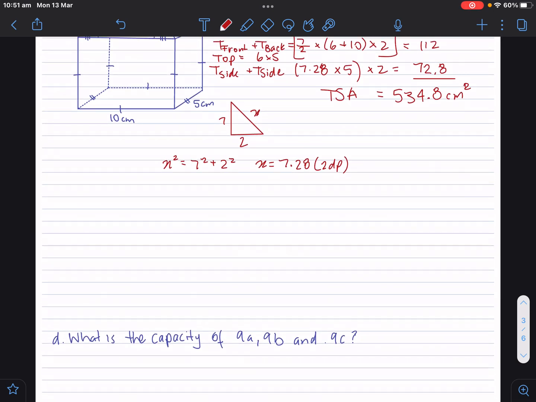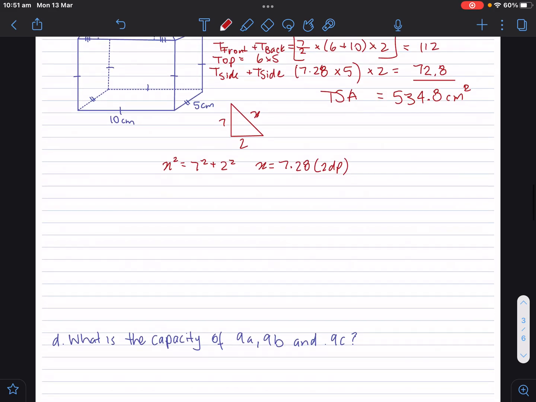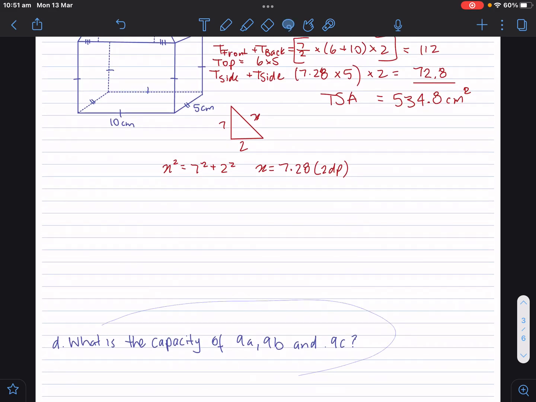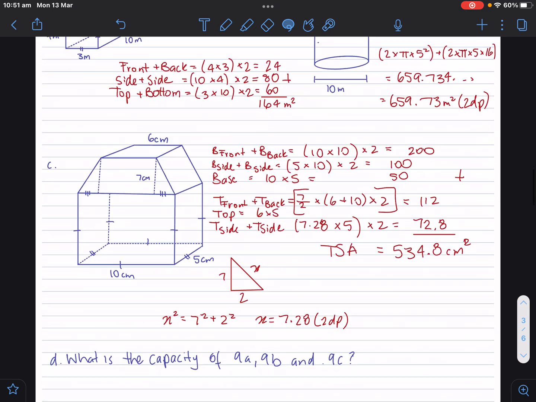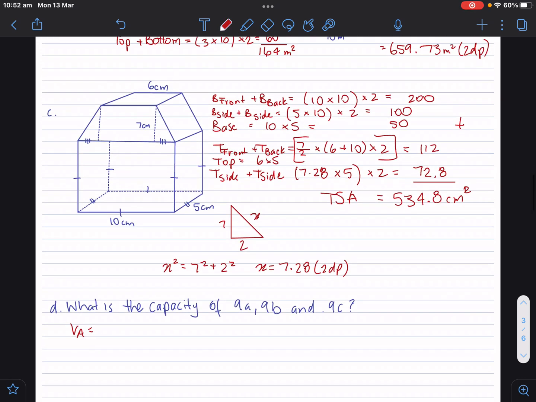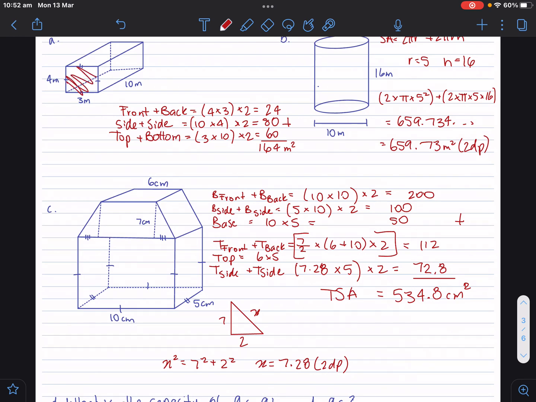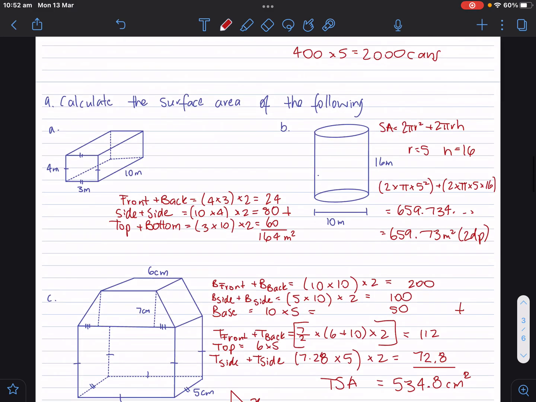Question D. What is the capacity of 9A, B, and C? Well, before I calculate capacity, I need to first calculate their volume. So let's calculate the volume of A. It's a rectangular prism, so we do the front times the depth. So 4 times 3 times 10, which is 120 meters cubed.